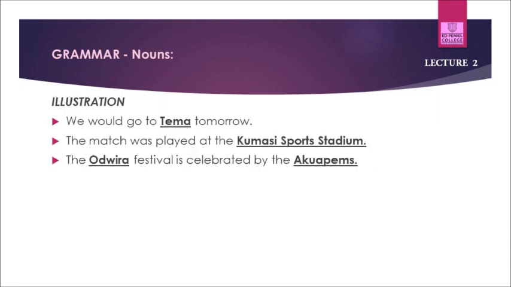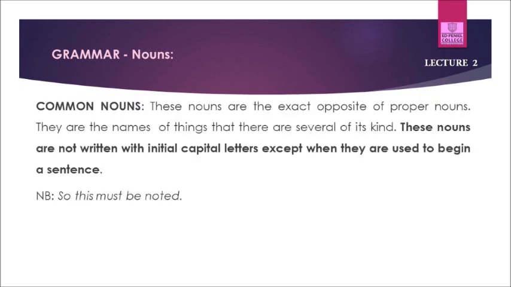You can see those examples in the illustration that has been done. We will go to Tema tomorrow. Tema is a proper noun. So though it's in the middle of the sentence, the first letter is capital. We have, the match was played at Kumasi Sports Stadium. Kumasi Sports Stadium is a proper noun. So each of the first letters in the 3 words are spelled with capital letters. The same applies to the underlined examples in example C.